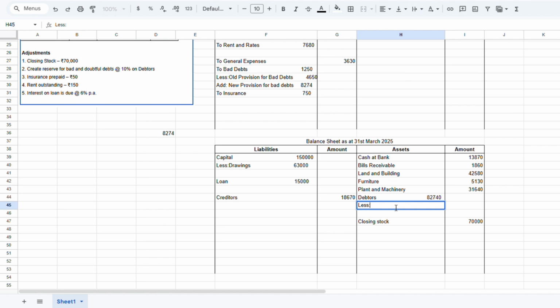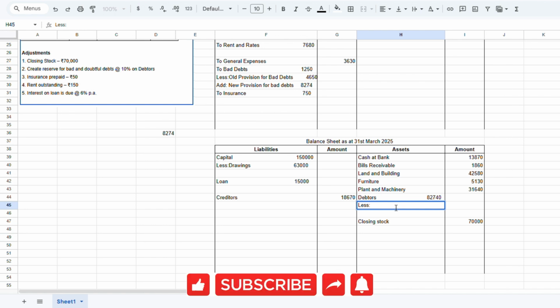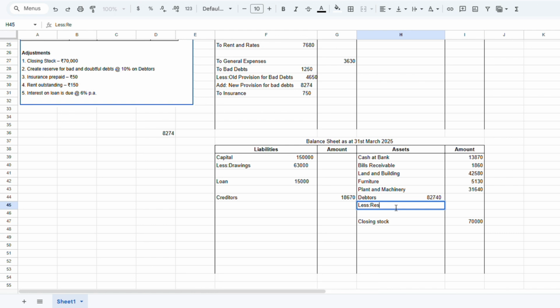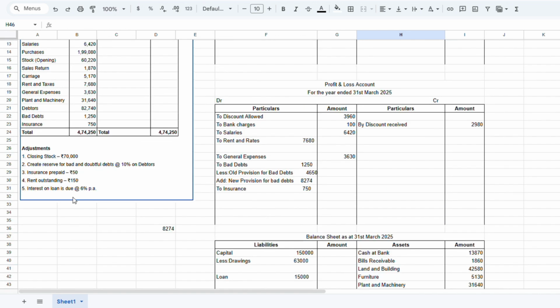We will record it twice because it is an adjustment entry. So first is profit and loss account. We will deduct it from bad debts. And the second entry is we'll deduct it from debtors.